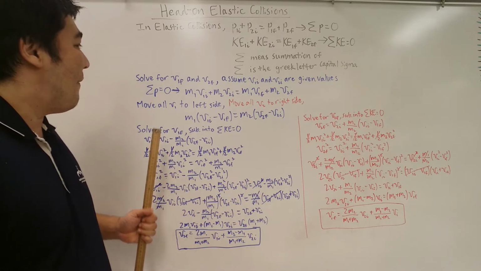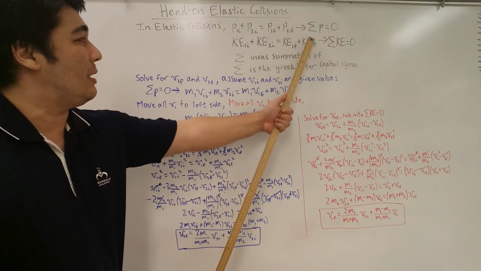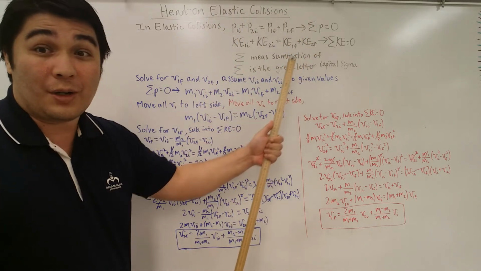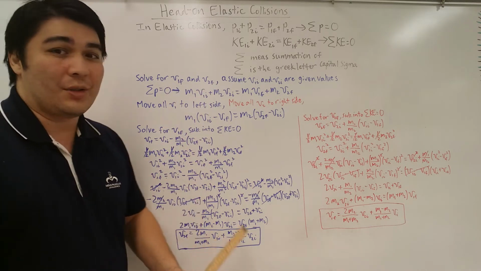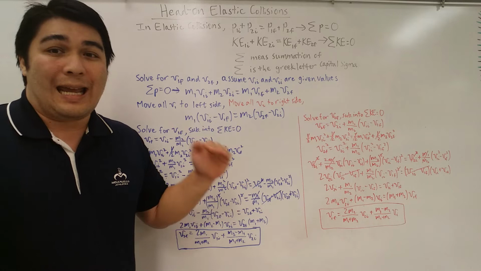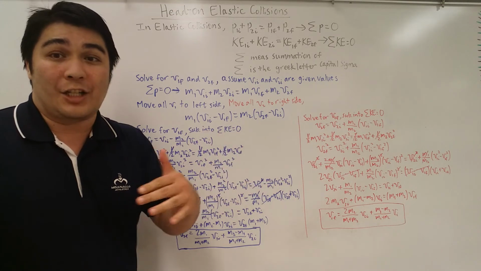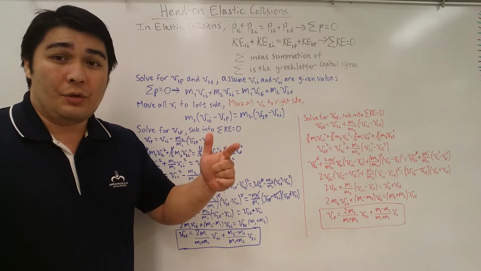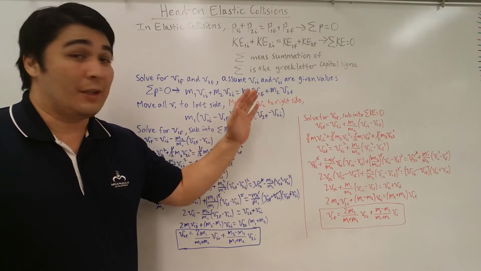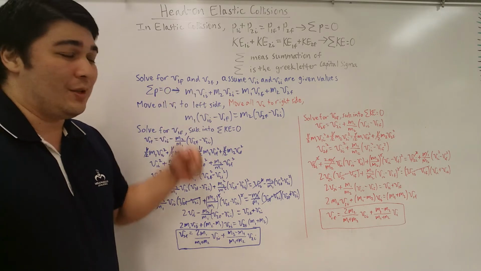So first, the problem is initially we've got these starter equations, and we're going to solve for V1 final and V2 final. So the scenario is this. You've got a head-on elastic collision. You can think of it as two bumper cars smashing into each other head-on, and we're going to assume that V1 initial and V2 initial are given values. So the question is, what is V1 final and V2 final?